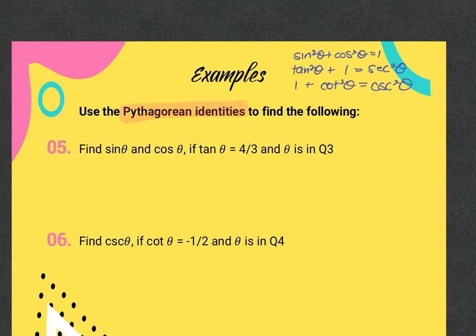All right, so 5 says find sine of theta and cosine of theta if tangent of theta equals 4/3 and theta is in the third quadrant. Yuck, right? Like where do you even start? I only have a value for tangent. So I'm going to look back into my Pythagorean identities because that's what it told me to use. Which of them has tangent?